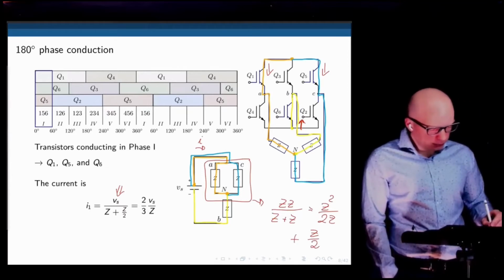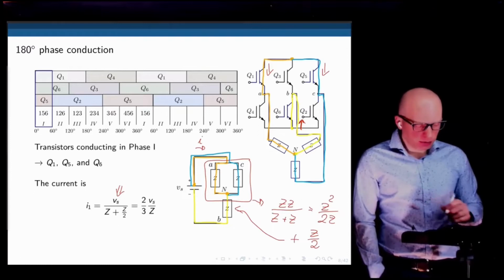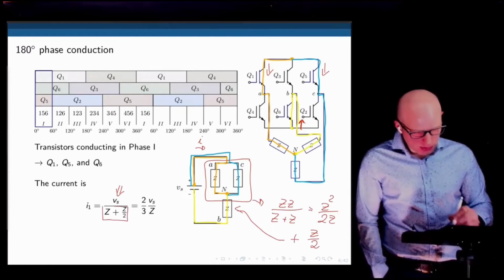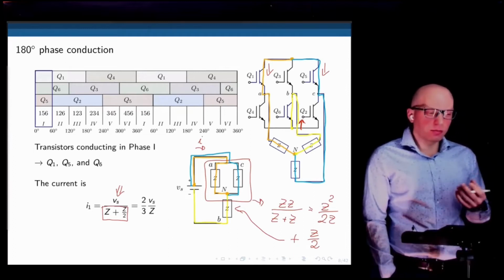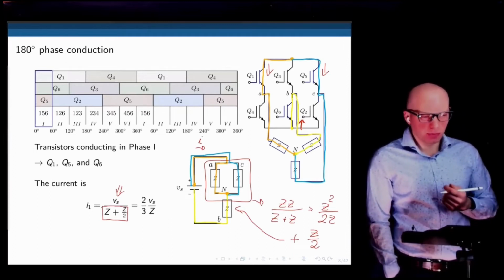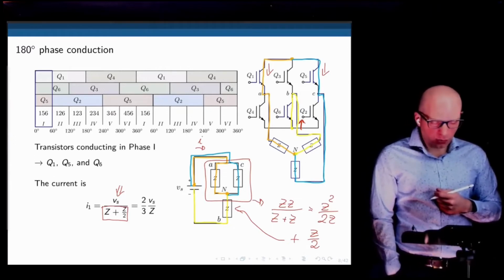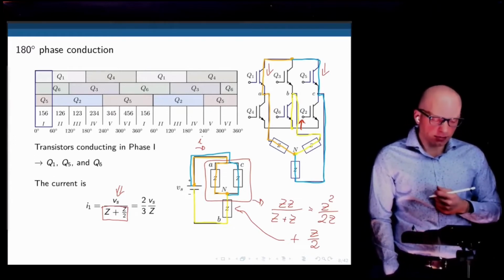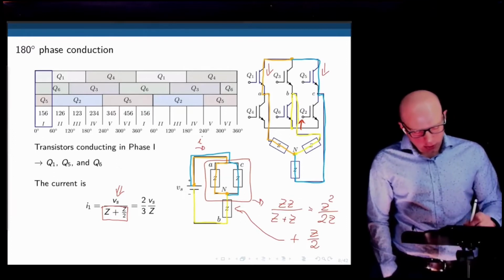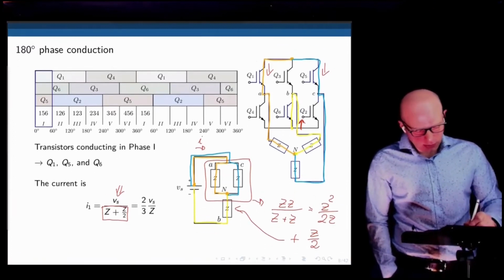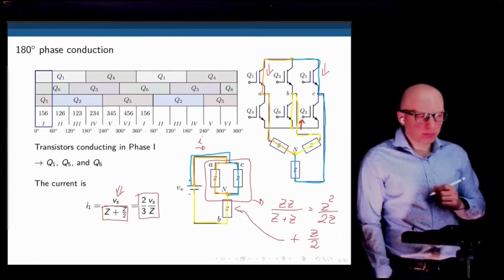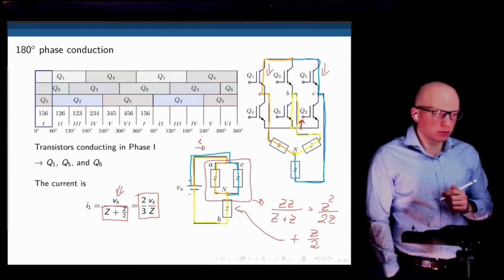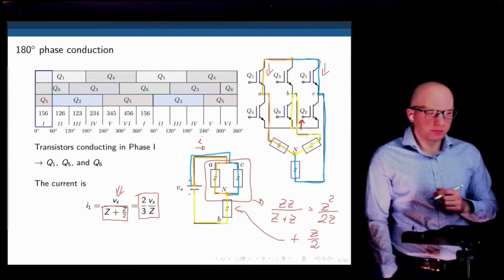Plus that other impedance. So the total impedance is Z plus Z over 2. That's the total impedance seen by the power source. So the current flowing in phase 1 is simply Vs divided by Z plus Z over 2. And when you solve for that, we get 2/3 of Vs divided by Z. That's the total current coming from the power source. Is this clear? Yeah?